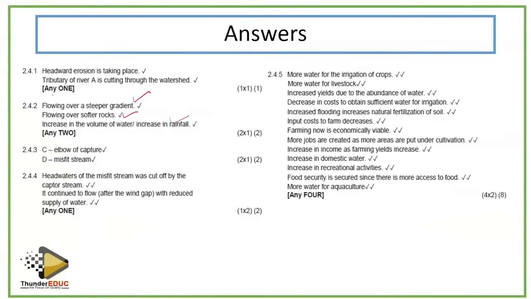So this could be asked in a simple way: what are the causes of river capture? One river must be flowing on a steeper gradient. You can also add that it is flowing on a lower gradient. It's also flowing on a lower lying area.